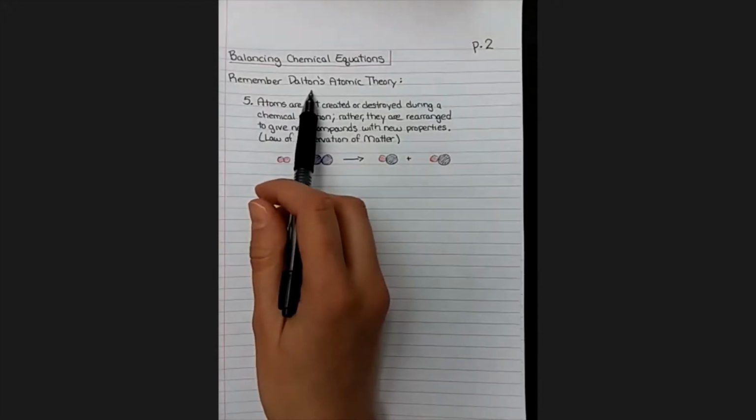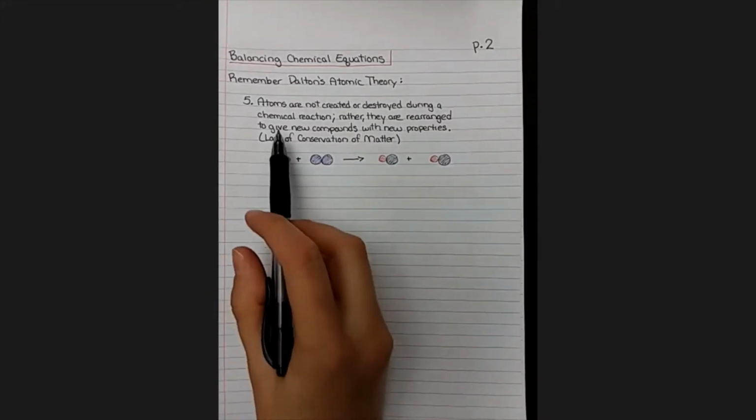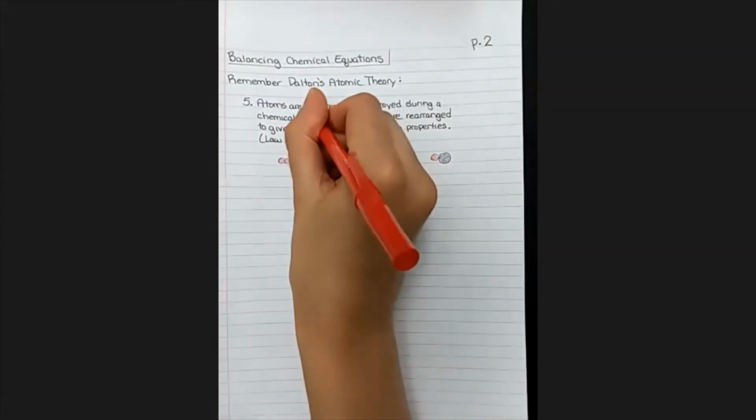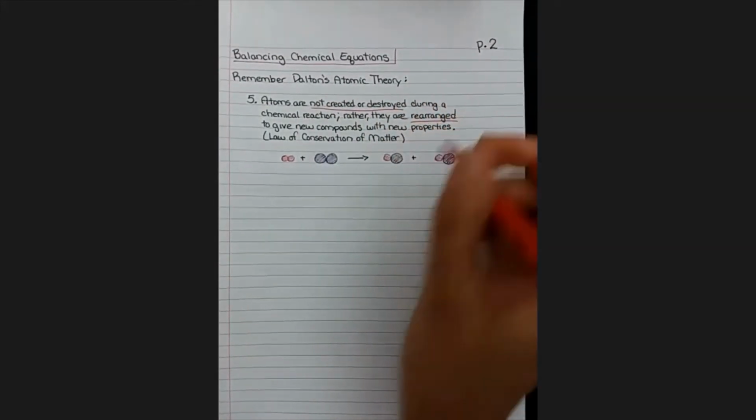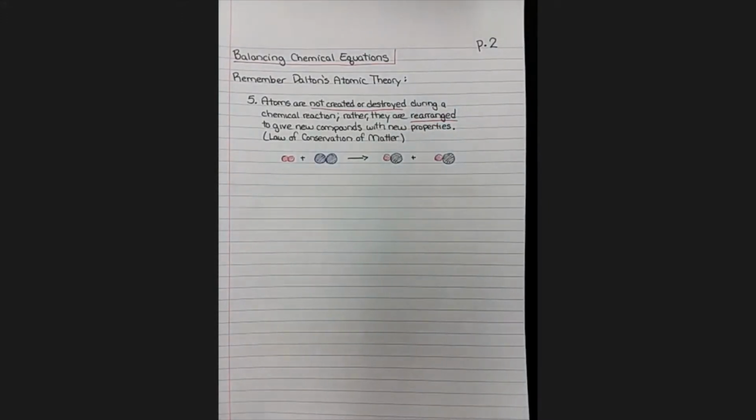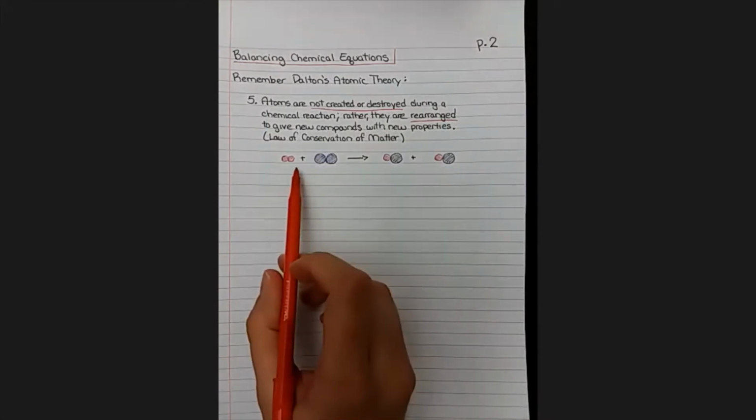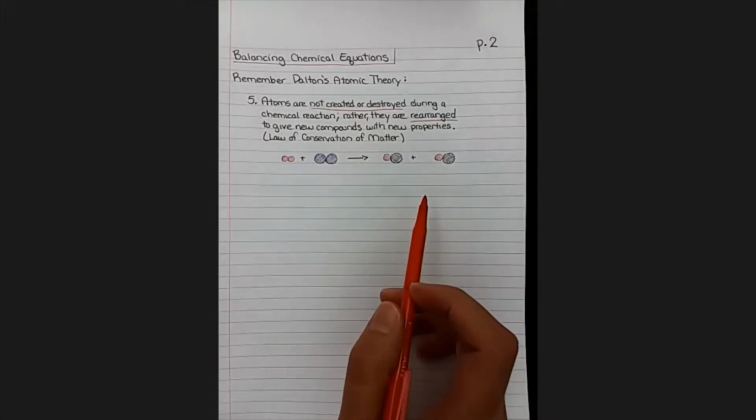But remember when we talked about Dalton's atomic theory at the very beginning of our Harry Potter and the theory of atoms? The last part of Dalton's theory said that atoms are not created or destroyed during a chemical reaction, rather they are just rearranged. And they're rearranged to yield new compounds with new properties. So here's an example of one of those. The total number of red atoms and the total number of blue atoms is the same on both sides.